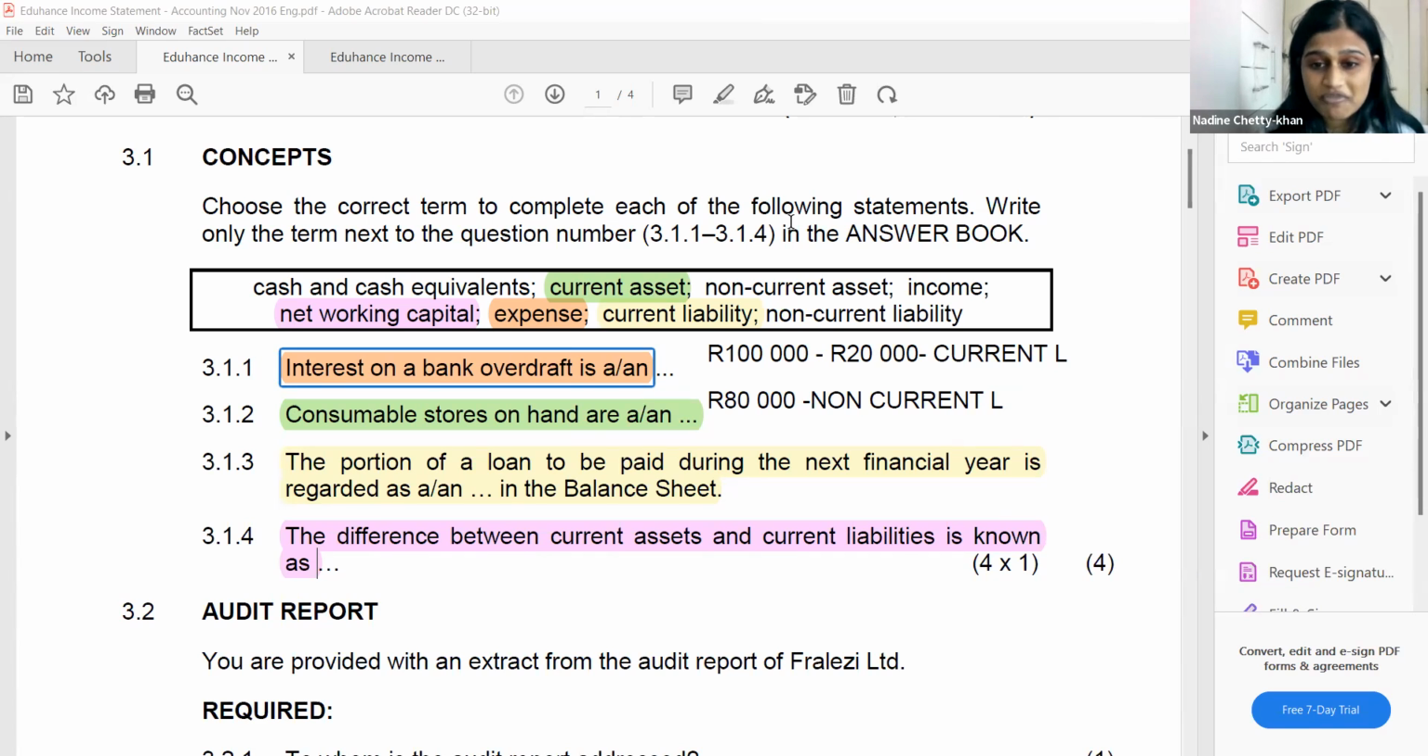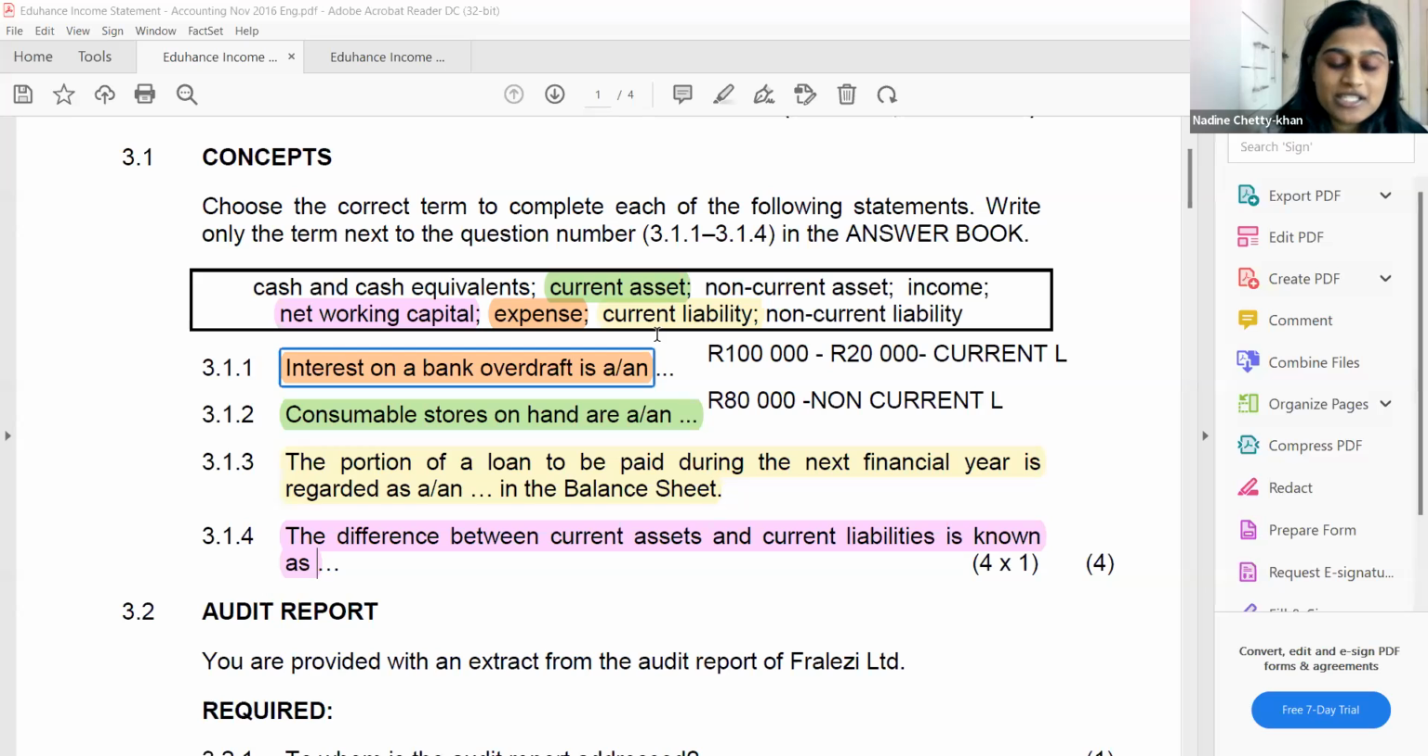That's after 12 months. So the 20,000 that we're going to pay in the next 12 months will be classified as current liability, because the definition of current liability is something that is payable in the next 12 months. The remaining 80,000 will be classified as non-current because it will be paid after 12 months.